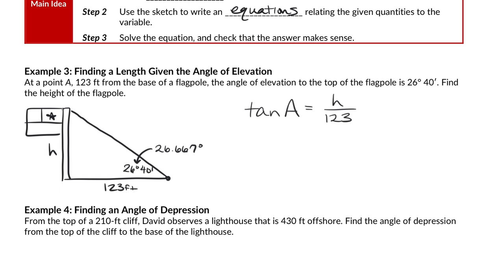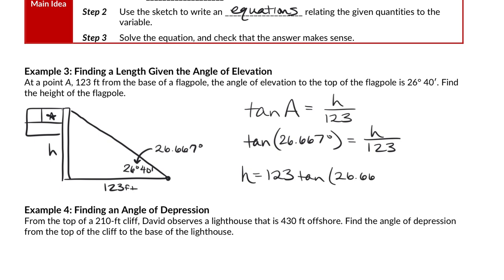Okay, so if I'm doing the tangent of angle A, which is 26.667 degrees, equal to h over 123, how do I solve for h? So we know that h will be equal to 123 times the tangent of 26.667. This is exactly like we did in the triangle problems. It just had application to it.